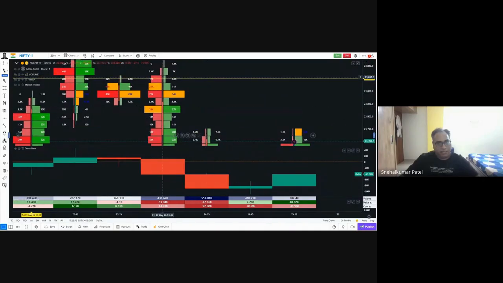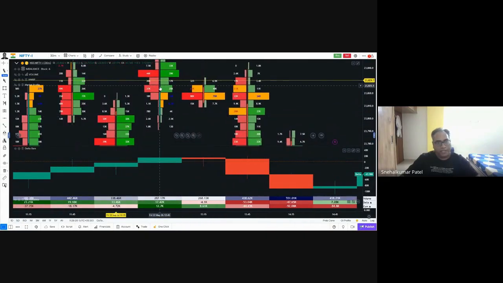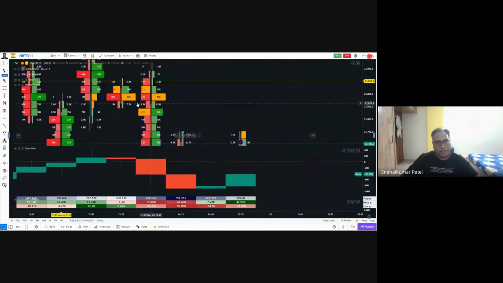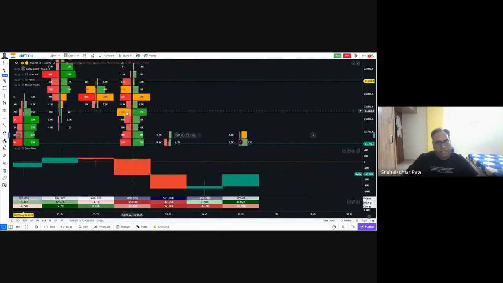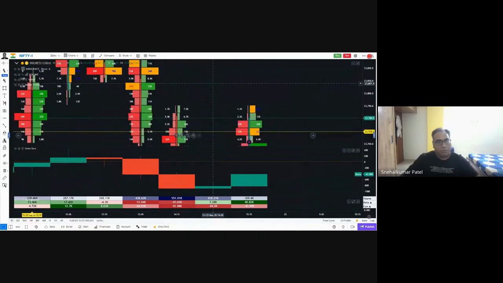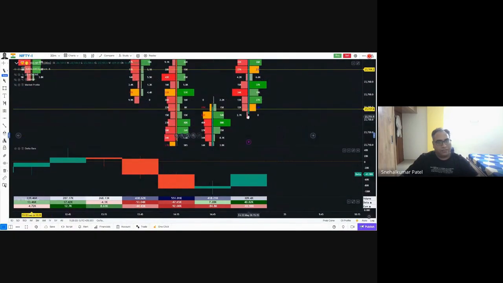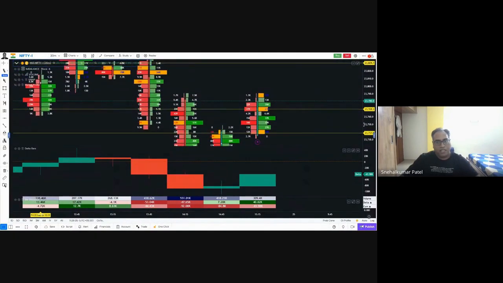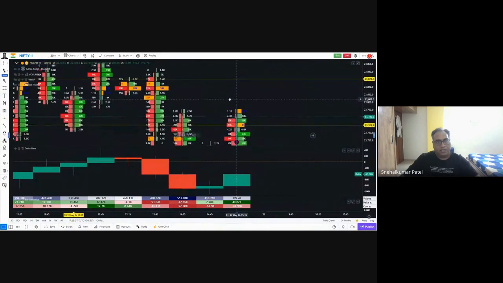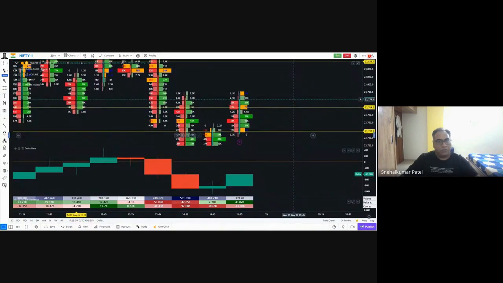This is the candle where the maximum activity took place. It tried to consolidate the price around this area, and then when the aggressive move from the sellers came, that's when the price moved down. So this is how we mark the resistance and support using order flow.